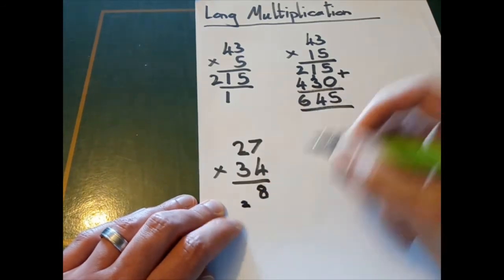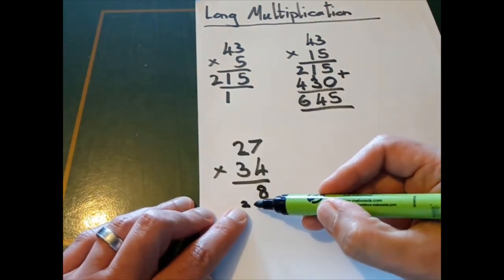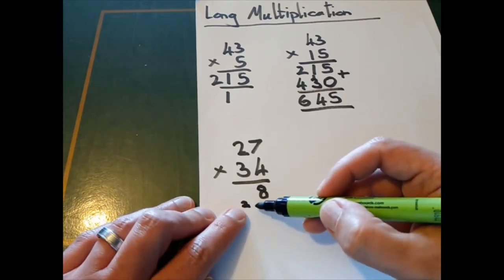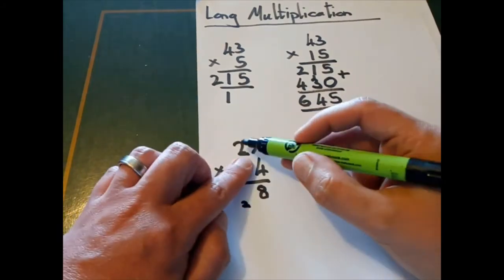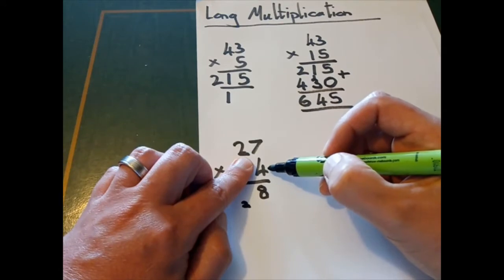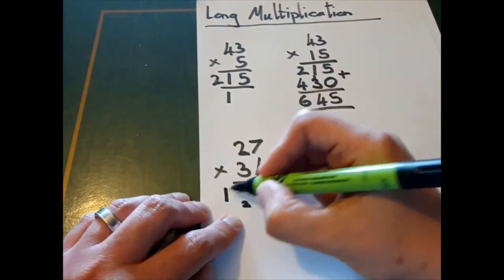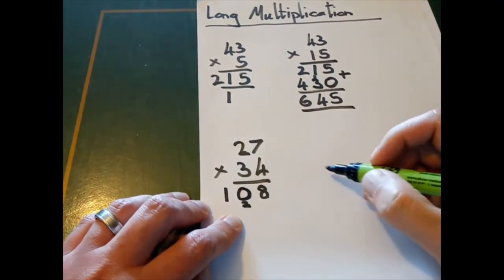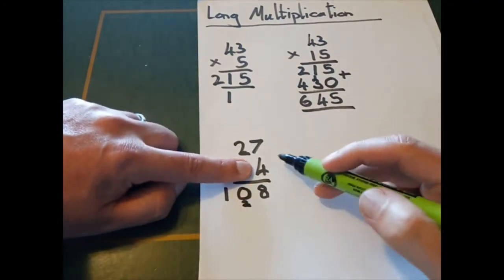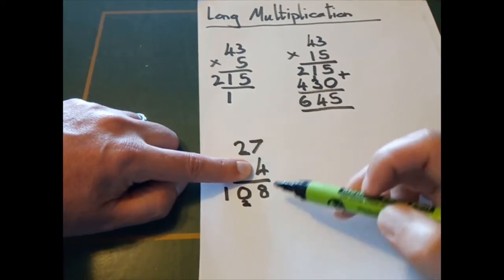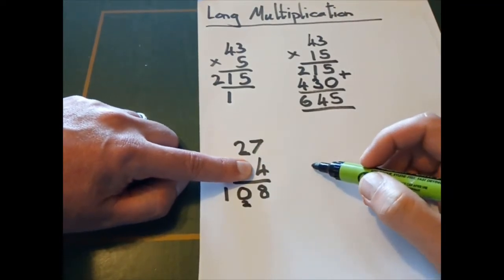The 8 goes in, and I'm going to put a little tiny 2 down here because I'm going to put more numbers and I don't want them to get mixed up. Then we have 2 times 4, which is 8, of course. We have 2 more, which puts it at 10. So 4 lots of 27 will be 108.